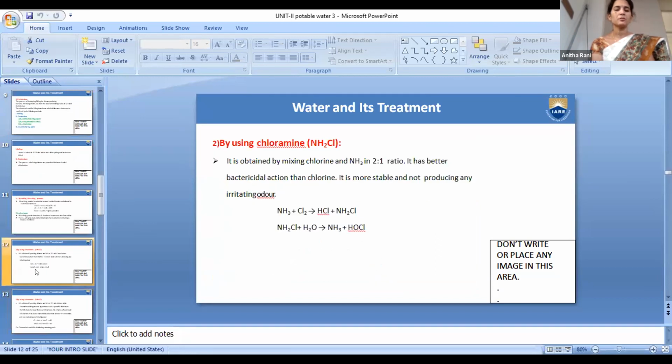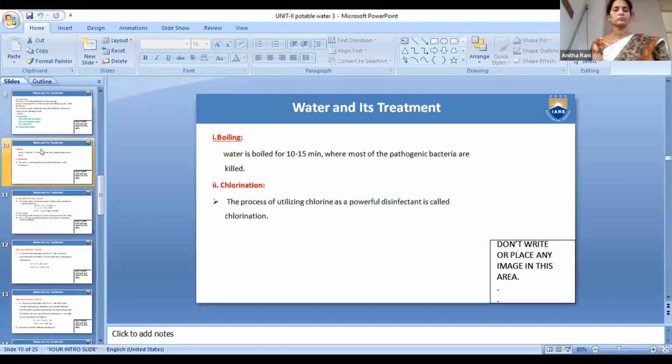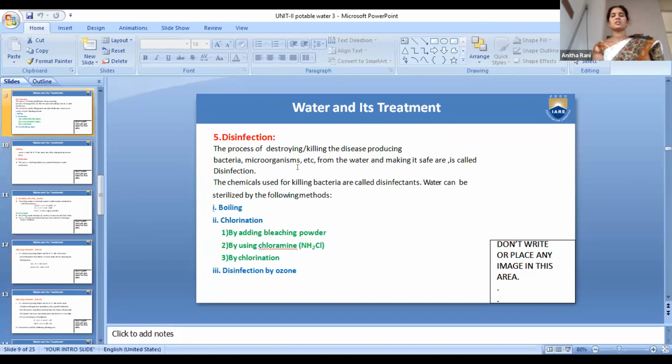The 5th step is disinfection. The process of destroying or killing the disease-producing bacteria present in water is called disinfection. So that process is called disinfection. What are the chemicals we are using? The chemicals which we are using to kill the bacteria are called disinfectants.